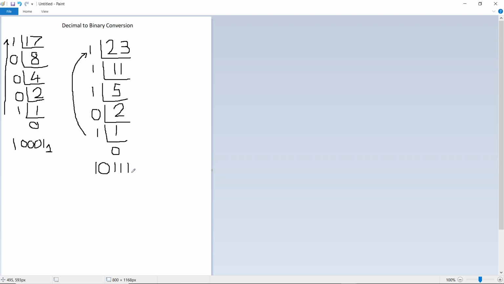10111. So that binary number there is equal to 23. So that is how we do it. We're just going to take the decimal number and we are just going to continuously divide by whatever base we want. In this case, it's binary, so I'm dividing by 2, and I write down my remainders. And when I get to the end, I just read my remainders off in reverse. That's the key. Reading the remainders in reverse.